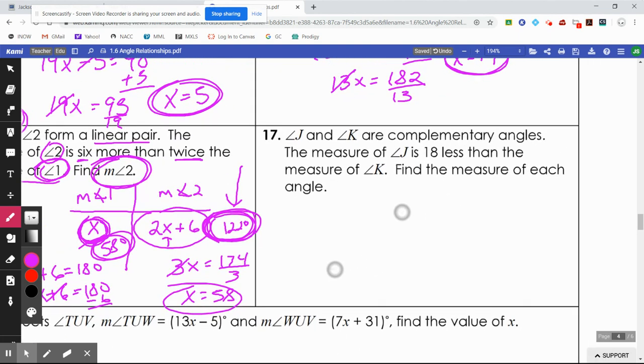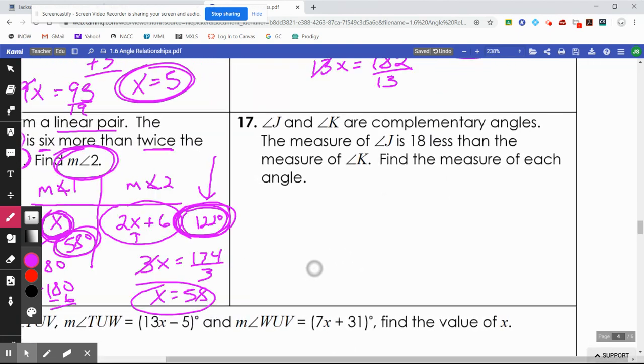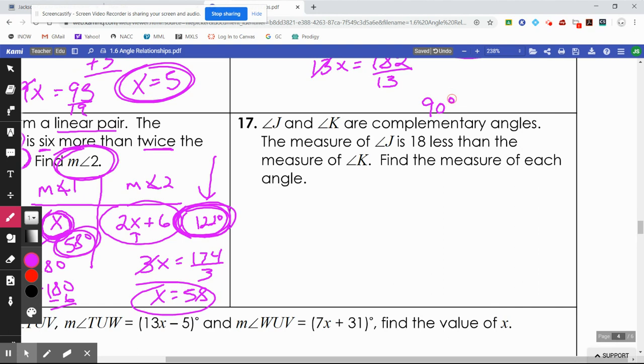Number 17 says J and K are complementary. Before we go any further, we know they add up to 90. That's what complementary means. The measure of angle J is 18 less than the measure of angle K. So here we go. We've got angle K here. I'm going to do another little chart, and angle J.